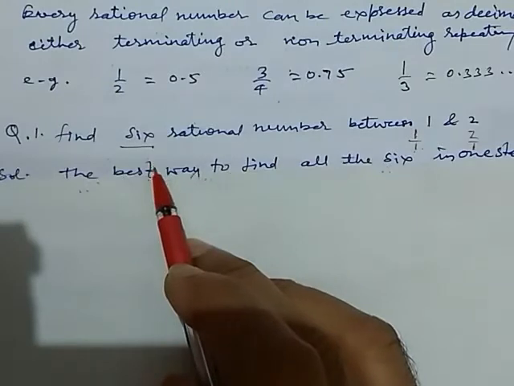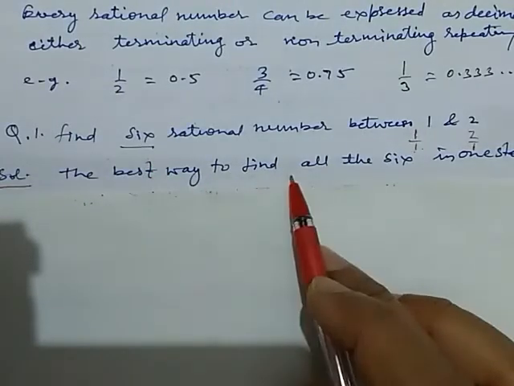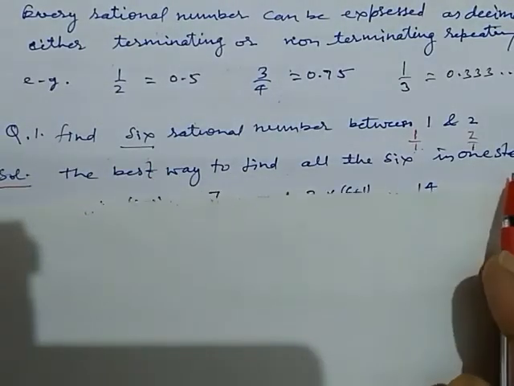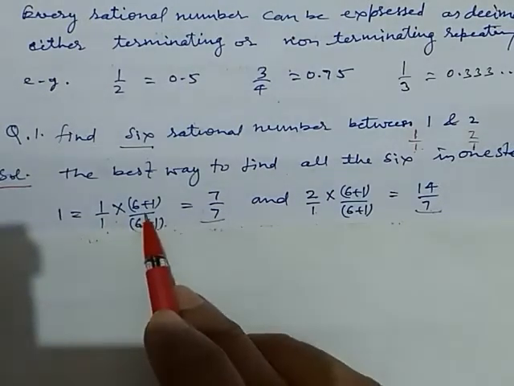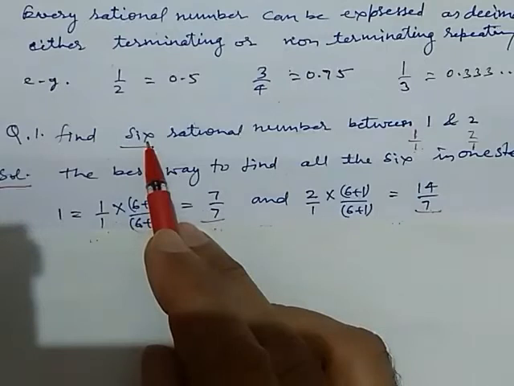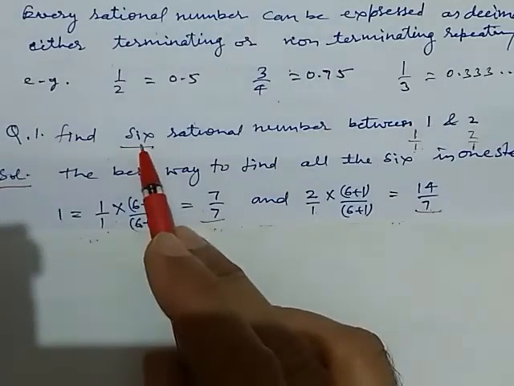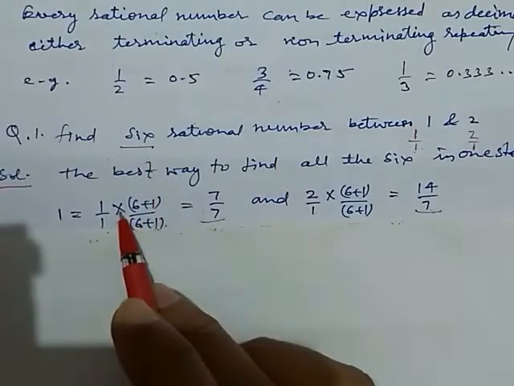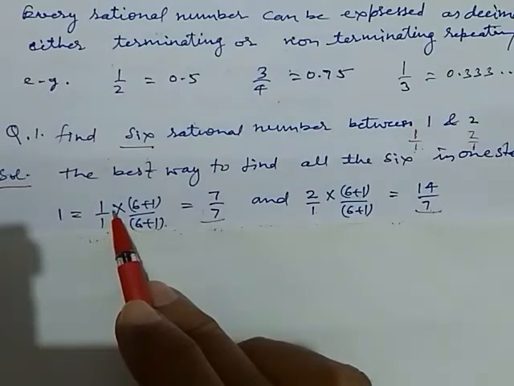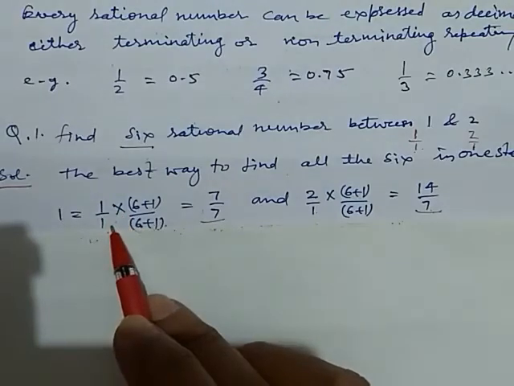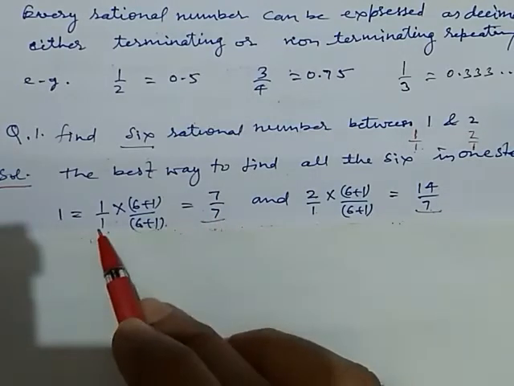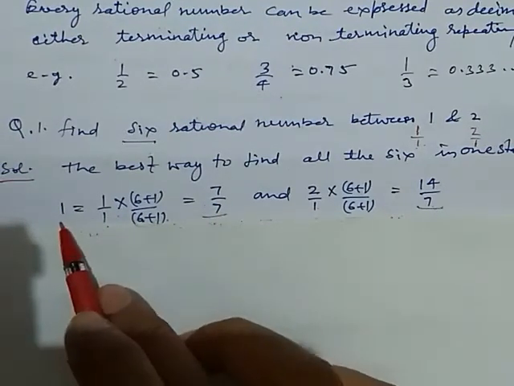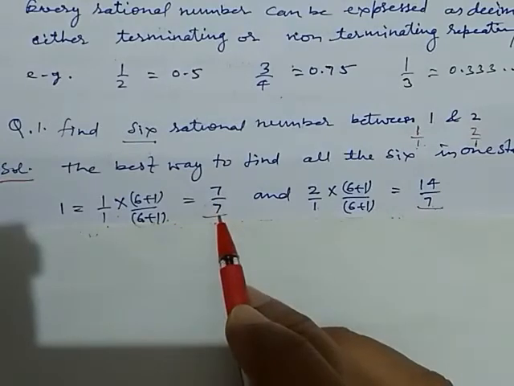The best way to find all 6 in one step is to convert them by multiplying by one more than 6, that is 7, to both numerator and denominator. By multiplying this, we convert them to equivalent fractions. So 1 by 1, that is 1, and here 7 by 7 is the equivalent fraction.